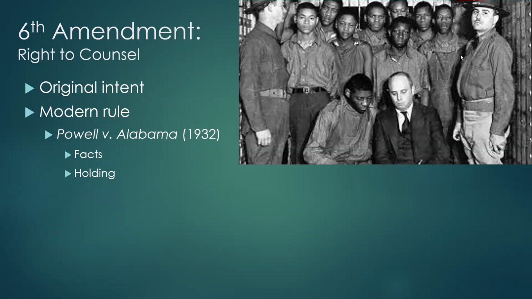In a capital case where the defendant is unable to employ counsel and is incapable adequately of making his own defense because of ignorance, feeble-mindedness, illiteracy, or the like, it is the duty of the court, whether requested or not, to assign counsel for him as a necessary requisite of due process of law. And that duty is not discharged by an assignment at such a time or under such circumstances as to preclude the giving of effective aid in the preparation and trial of the case. That's what Powell says.